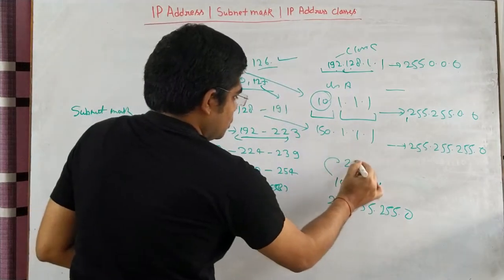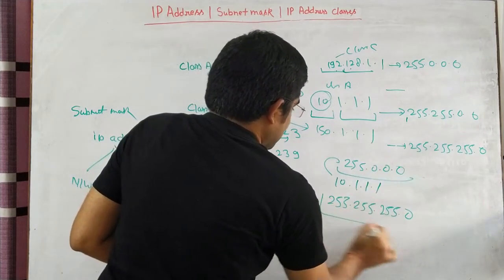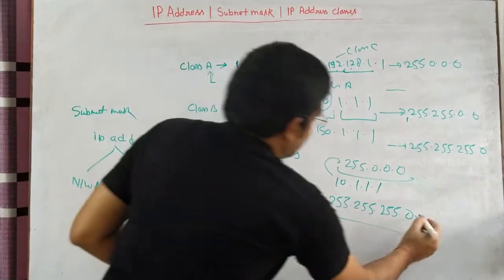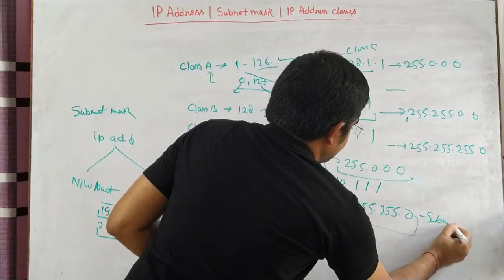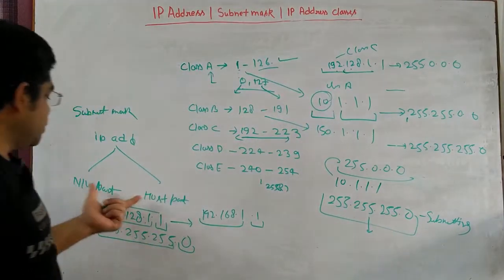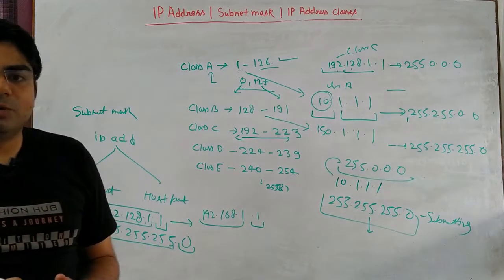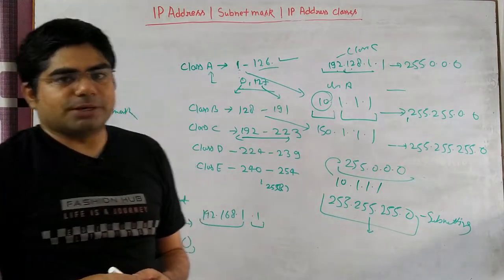By default it should be 255.0.0.0, but it can be like this with subnetting. So when we discuss subnetting, I will tell you the actual use of the host portion and network portion. In subnetting, what we do is convert the host bits into network bits.